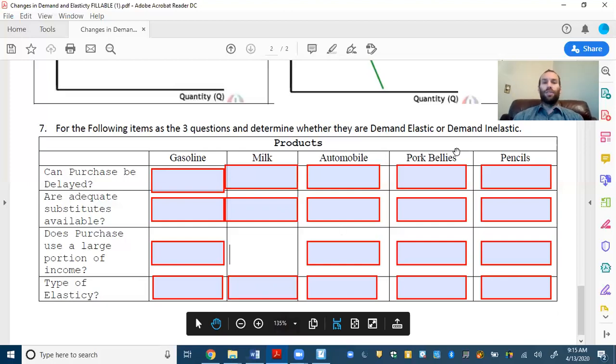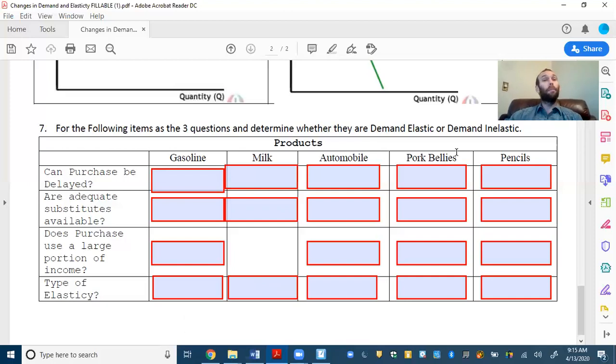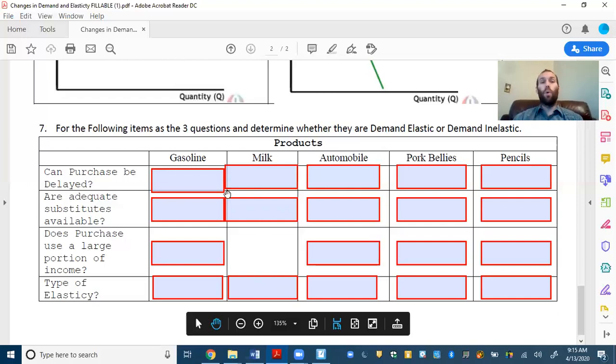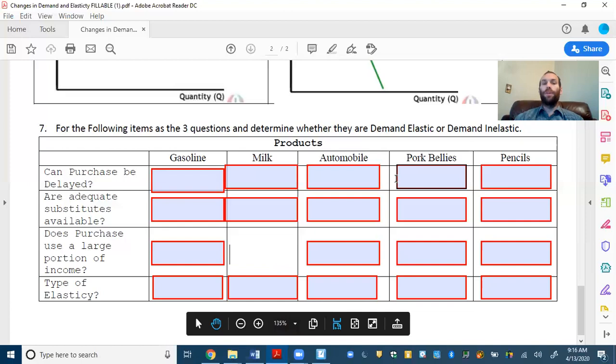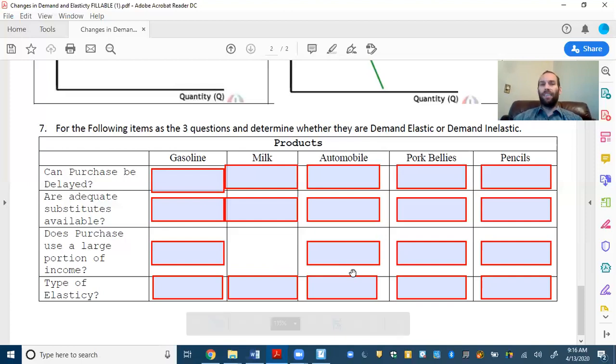And for those of you guys who don't understand what a pork belly is, it's the abdominal wall of a pig. And that's what we use to make bacon. So go ahead and answer these to the best extent that you can. And then if it's more no's, that would make it more inelastic. And if it's more yeses, so it's 2 out of 3, that would make it more elastic. And you should be able to fill this part out on your own and get an idea of what kind of goods are more elastic and which are more inelastic.